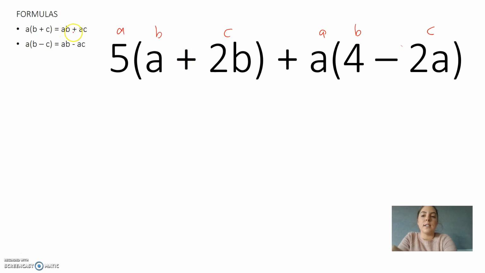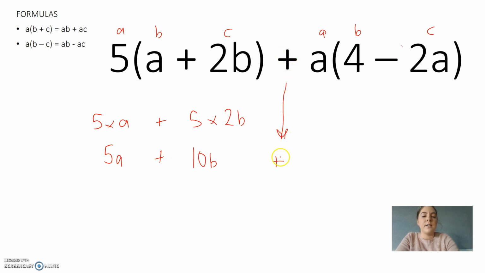Remembering our formula, this one's an addition, so we'll be using the top formula. A times B, which would be 5 times A, plus A times C, which would be 5 times 2B. I'm going to simplify this further because we can. So 5 times A becomes 5A, take away the multiplication sign, and 5 times 2B, we multiply the 5 and the 2, which is 10, and then the B remains the same. So that part of the expression has been simplified down to this. The addition that's in the middle here is going to drop straight down.